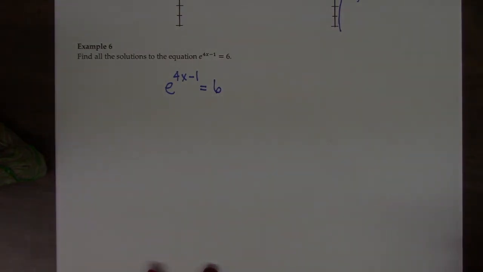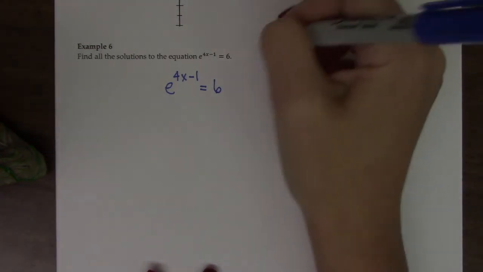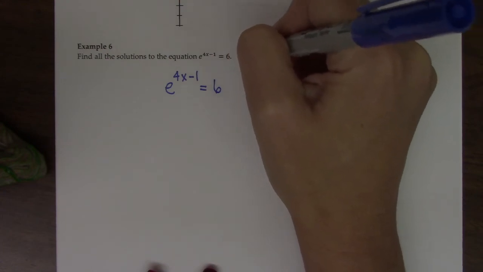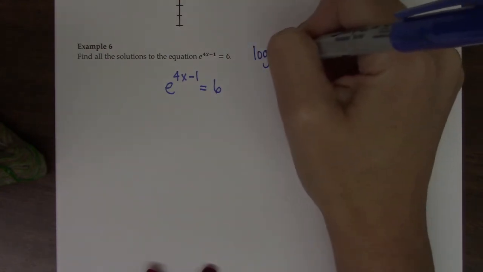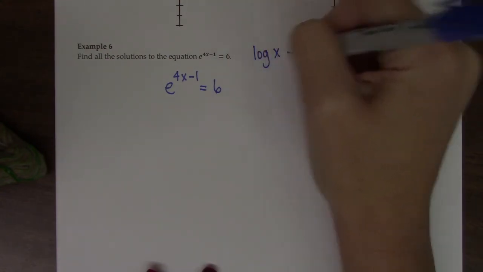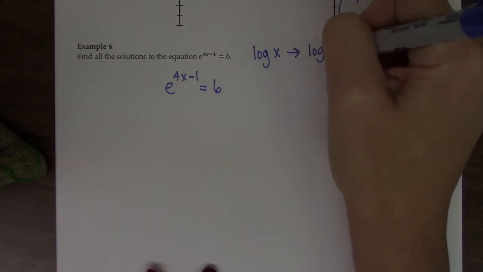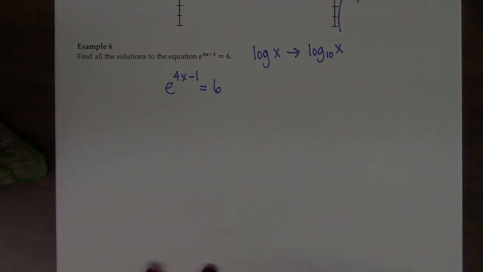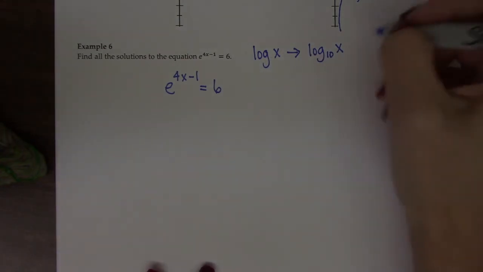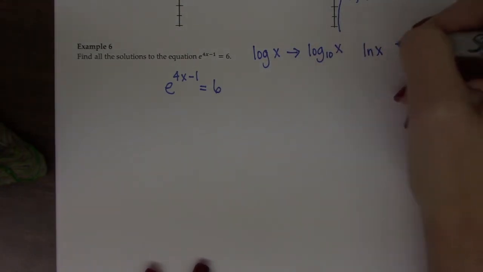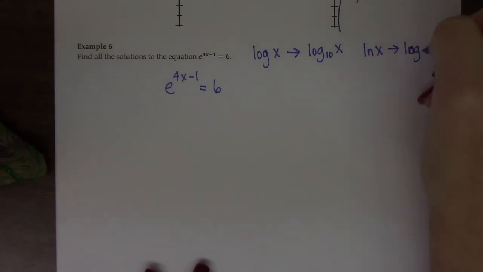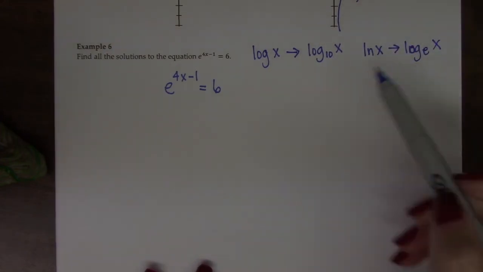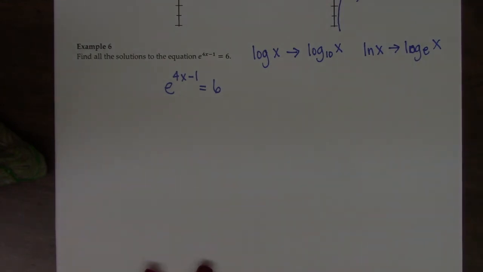So one thing to note about logs is there are two special ones. If we write just log of x, well, that is the same thing as saying log base 10 of x. So the 10 is implied here. If we write natural log of x, that is log base e of x. So the natural log, the base e is implied.